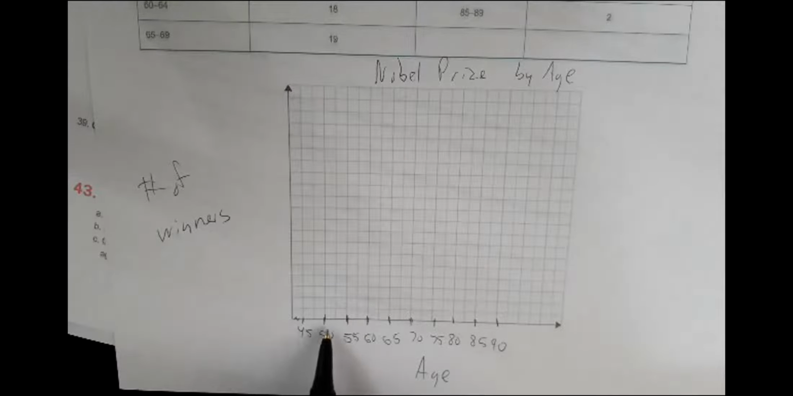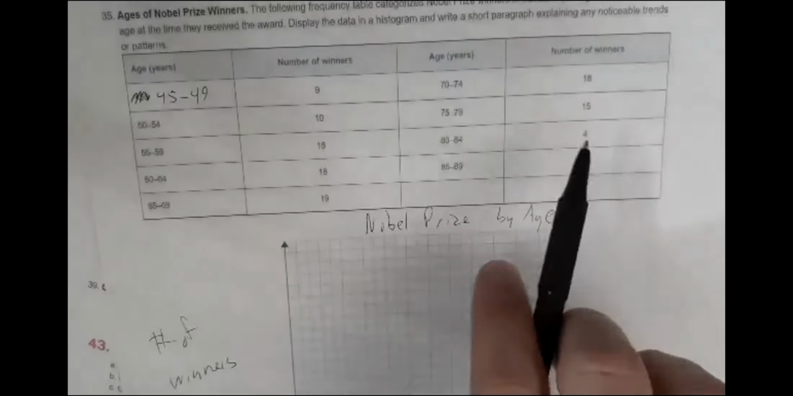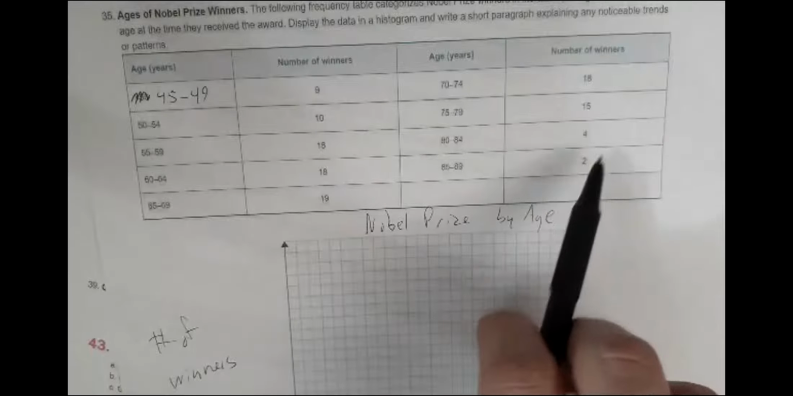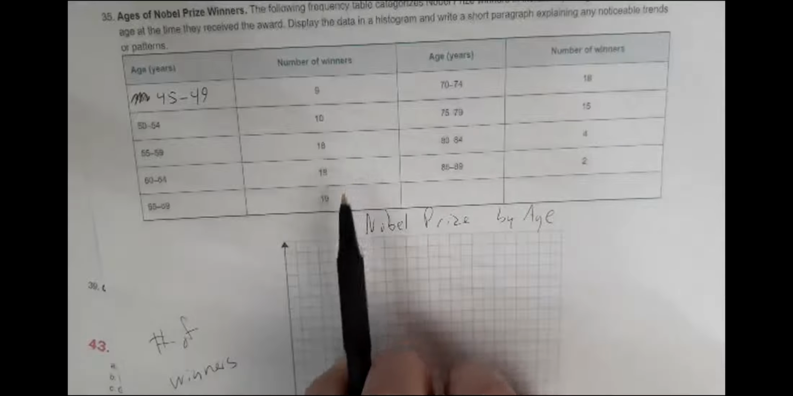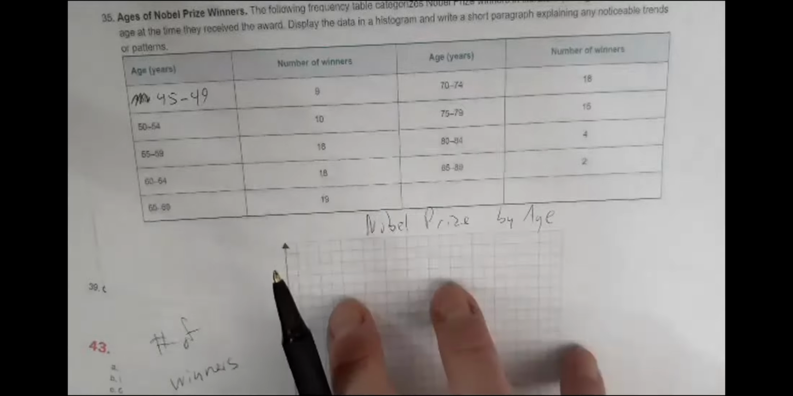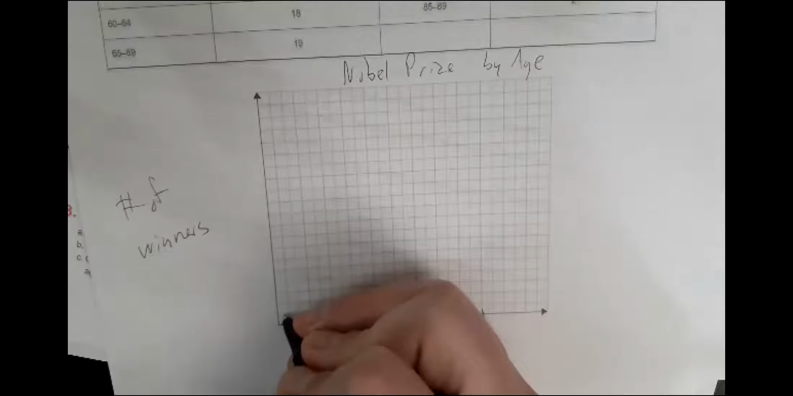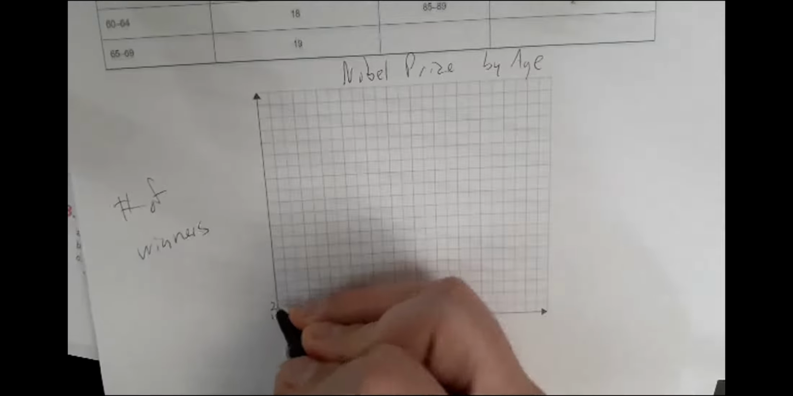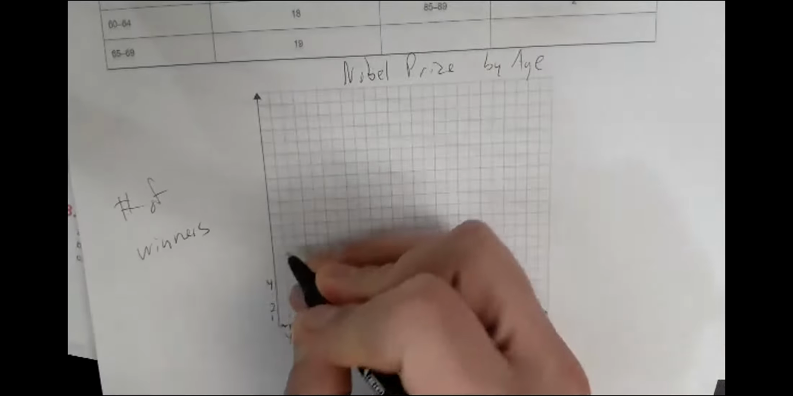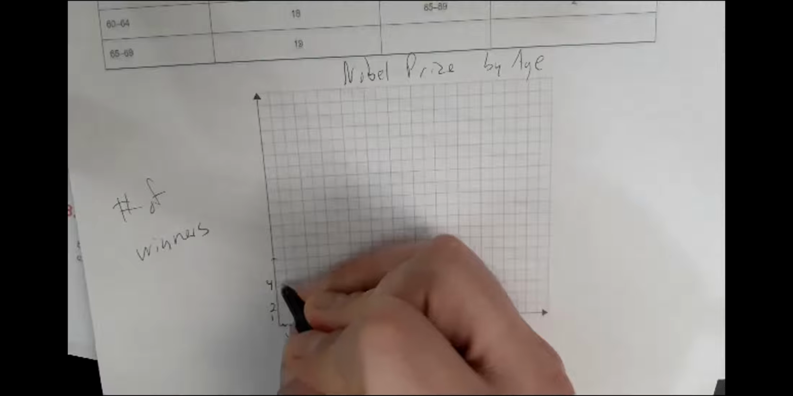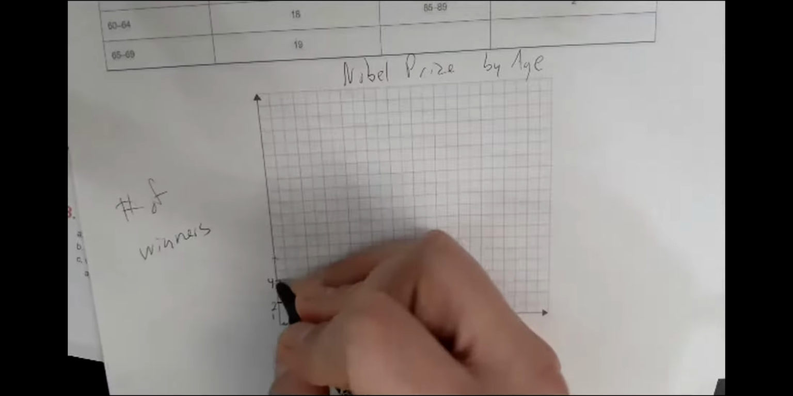that's this gap right here. Oh, I haven't done my number of winners. I'm going from 2. What's the most it goes up to? 20. I can go every 1. I can go every 2 probably. Let's just go by 2s. 1, then 4, 6.